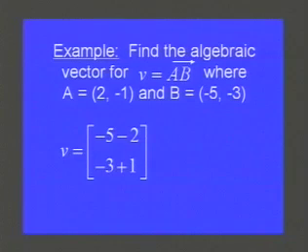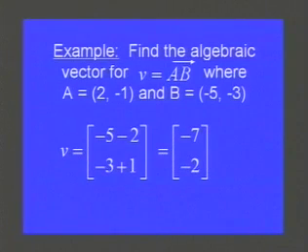I want to do the x value of the B first, so I want to start with -5, then minus the x value of the A, so -5 minus 2. And then for the y, I would do -3 minus -1, which becomes +1. And I just get (-7, -2). Okay, so not too bad at all. Remember, B1 minus A1, B2 minus A2.